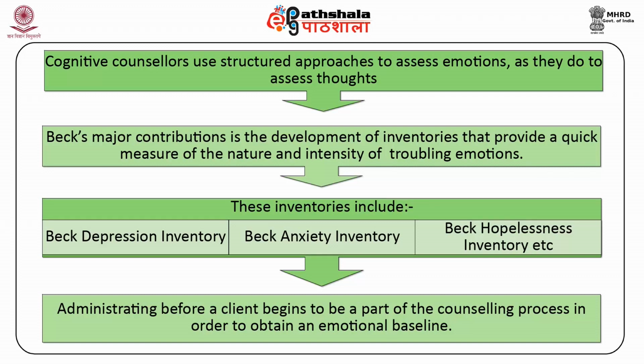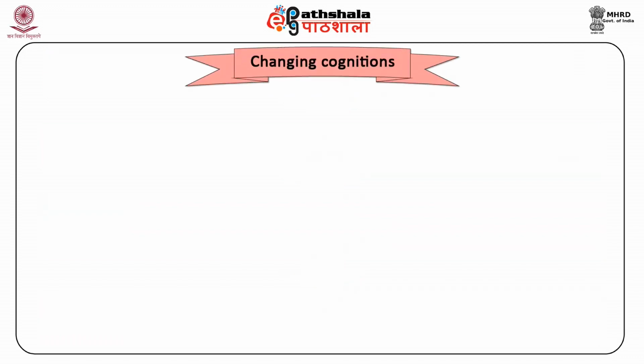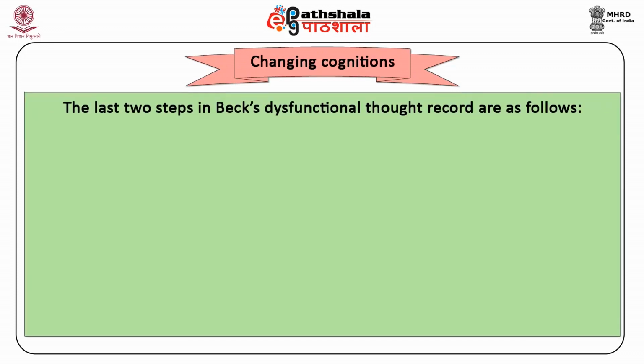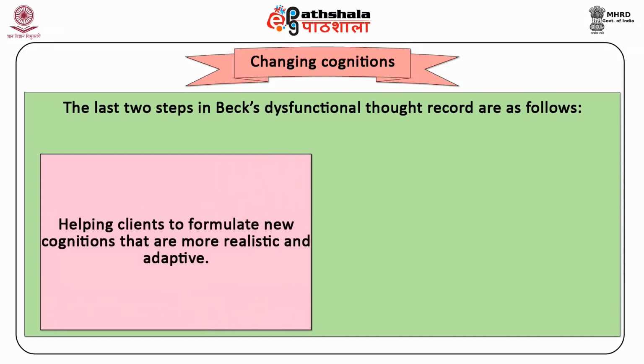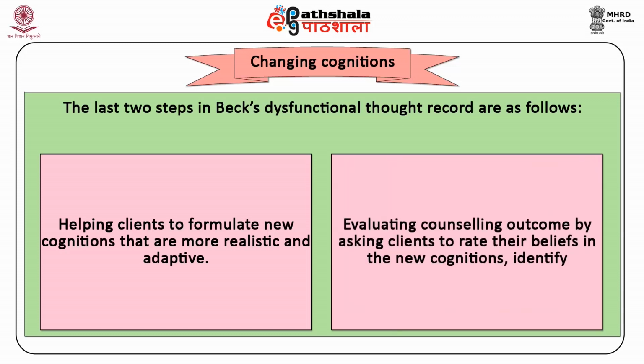If elevated scores are obtained on an inventory, administration of that inventory every few sessions enables client and counselor to track and quantify changes in emotions. Changing cognitions. The last two steps in Judith Beck's dysfunctional thought record are as follows. Helping clients to formulate new cognitions that are more realistic and adaptive. Evaluating counseling outcome by asking clients to rate their beliefs in the new cognitions, identify and rate their emotions, and determine actions that will be taken in light of their altered thinking.